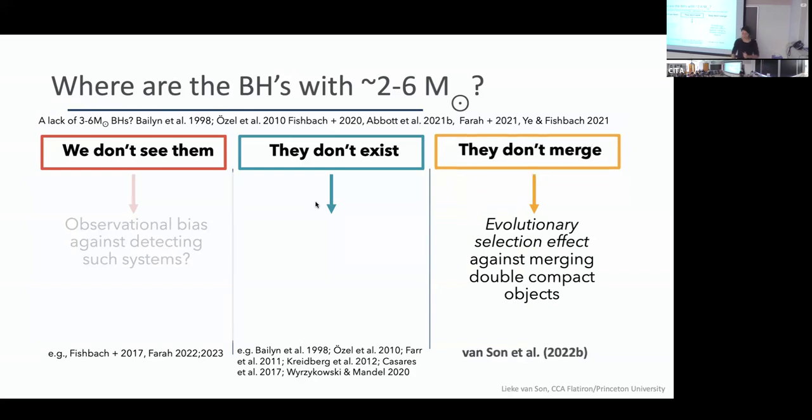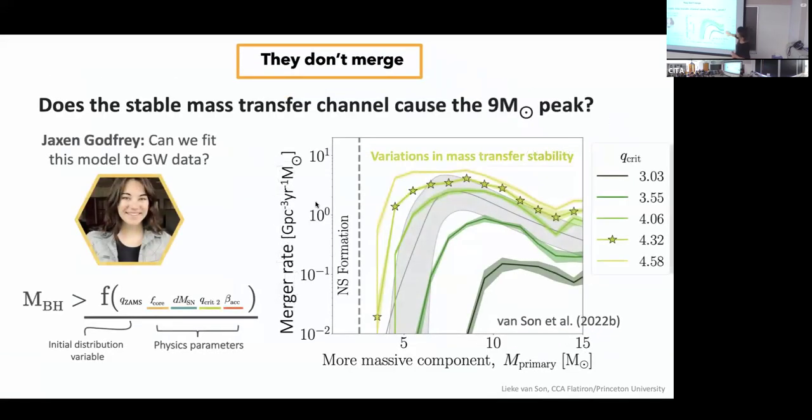Now, this is what we just saw with, for example, the stable mass transfer channel, which naturally predicts a dearth of low mass black holes. But how do we know that that is really what's going on? Well, we should take this model and fit it to the data. And that's exactly what Jackson Godfrey, she's with Ben Farr, is currently doing. She's thinking about, can we use this as a strongly parametrized model for the data of the observed binary black holes and observed mass ratios and masses, and fit it to see if it works.